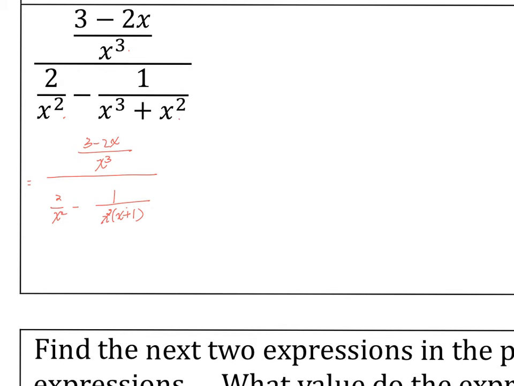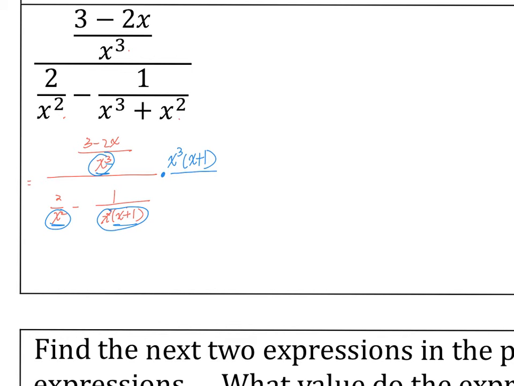And the technique will be to multiply all the denominators within the bigger fraction by its LCD. So that would be x cubed, because between this factor and this factor, we want the one with the bigger exponent, and we also want this factor, x plus 1.